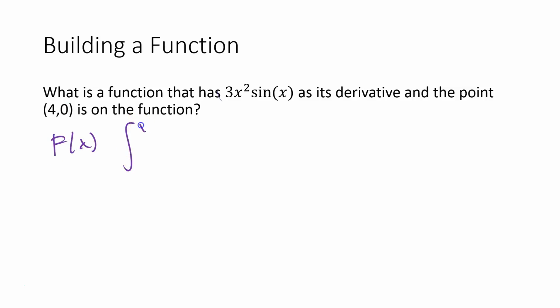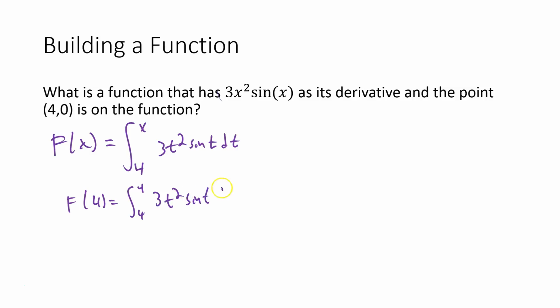So let's leave the bottom blank for a second. We're going to go up to x, 3t squared sine of t dt. Whatever the bottom value is, when I plug in 4 up here, I need it to give me 0. Well, there's one thing we know about integral properties. If I integrate from 4 to 4, that's going to give me 0 for any integral that you have. So now we have that F of 4 will be the integral from 4 to 4. Doesn't matter what this function is. 3t squared sine of t dt is fine. That's going to give me 0. So I've satisfied the only condition that they gave me. When I plug in 4, I get out 0.